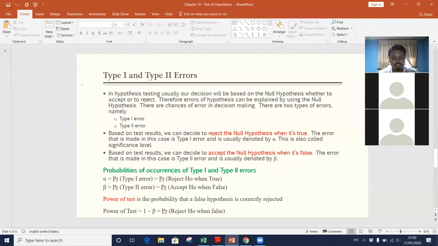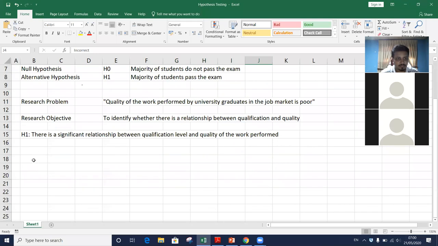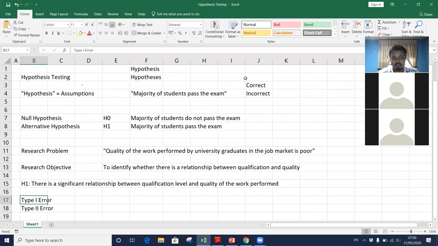This is another thing you should know: type 1 errors and type 2 errors. In hypothesis testing, finally we are going to conclude whether our assumption is correct or incorrect.